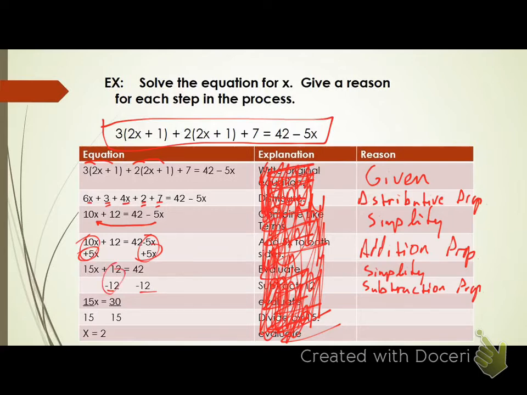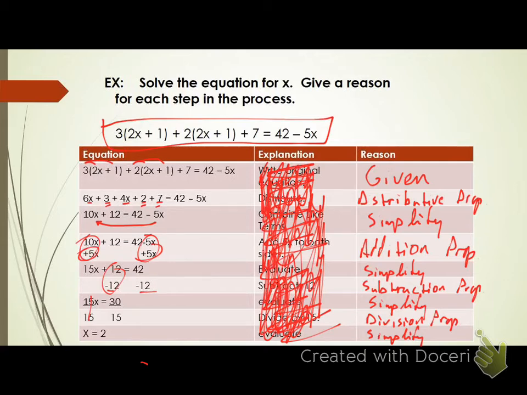And when we simplify, or when we combine our like terms, we get that next guy, which is 15x equals 30. Right? And with 15x equals 30, we divide both sides by 15 to continue to solve. And it's the division property that allows us to do that. Okay? And then when we actually divide out the 15 and then divide 30 by 15 and get x equals 2, that's us simplifying again.